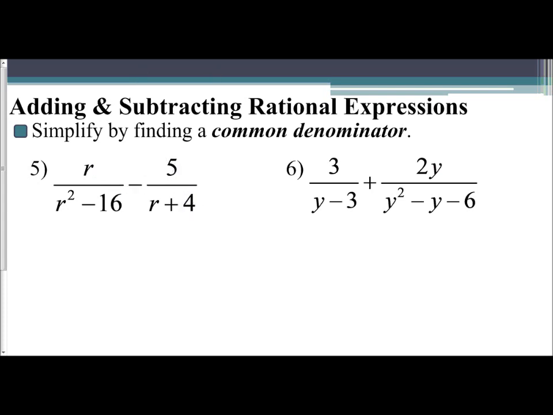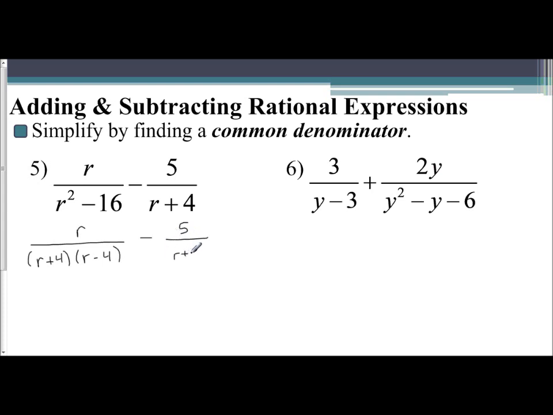The first thing you want to do is make sure your denominators are completely factored. That's going to assist us with finding the common denominator. And so this r squared minus 16 is really r plus 4, r minus 4. And so I'm going to rewrite it. So I have r plus 4 times r minus 4. This minus 5 over r plus 4, I don't need to do anything to it.